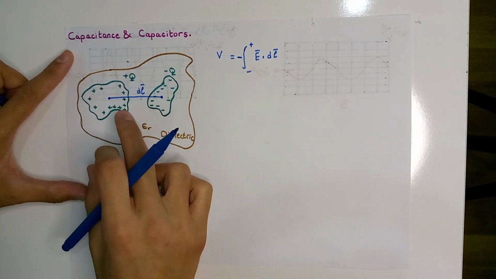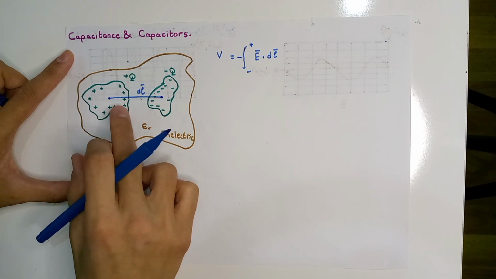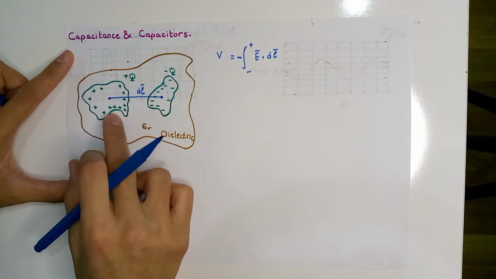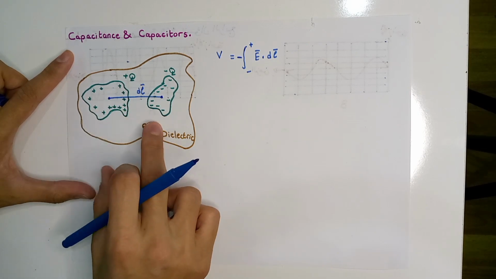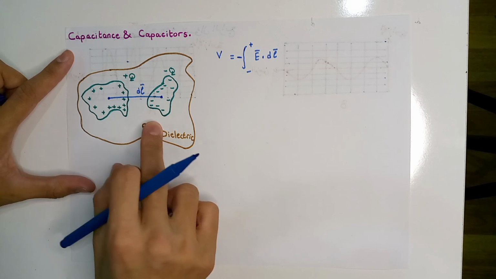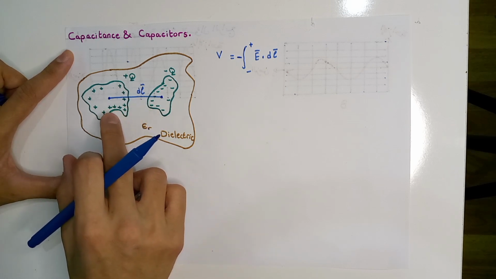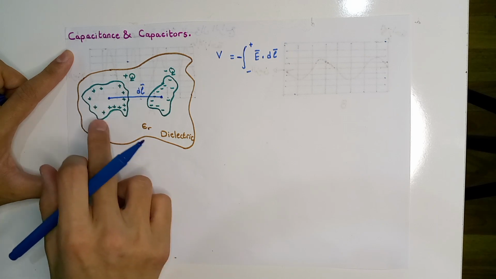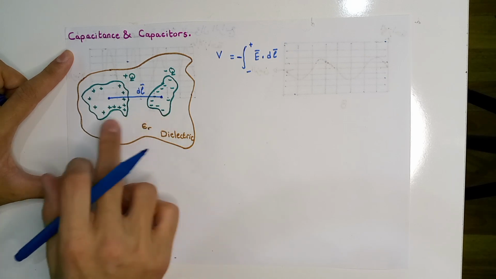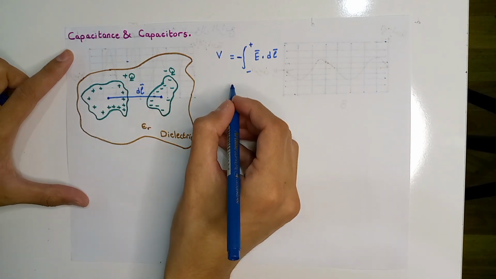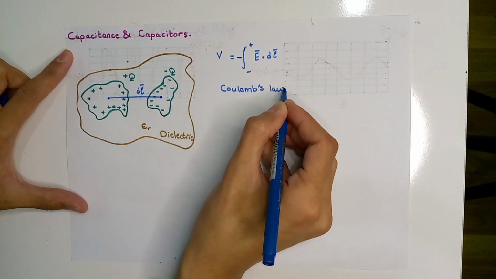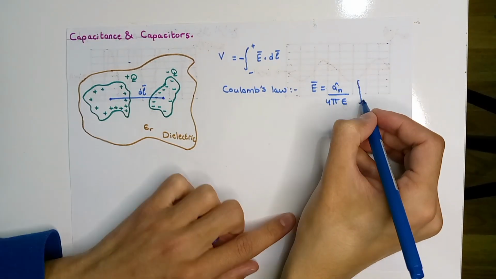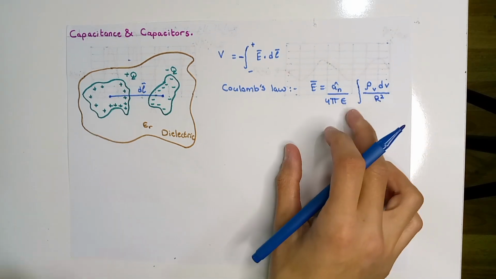Now, how to find the electric field? The electric field in this case cannot be found by Gauss's law because these two surfaces are arbitrary. Okay, there is no symmetry. We can't construct a Gaussian surface around any of these conductors, so we are going to use Coulomb's law.